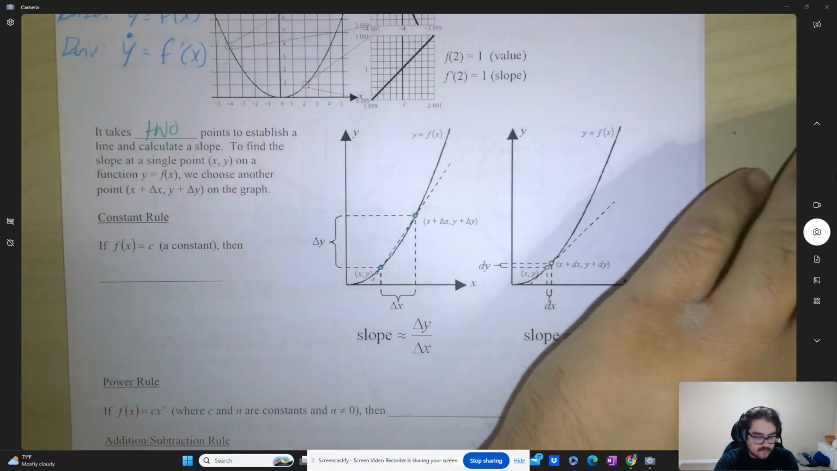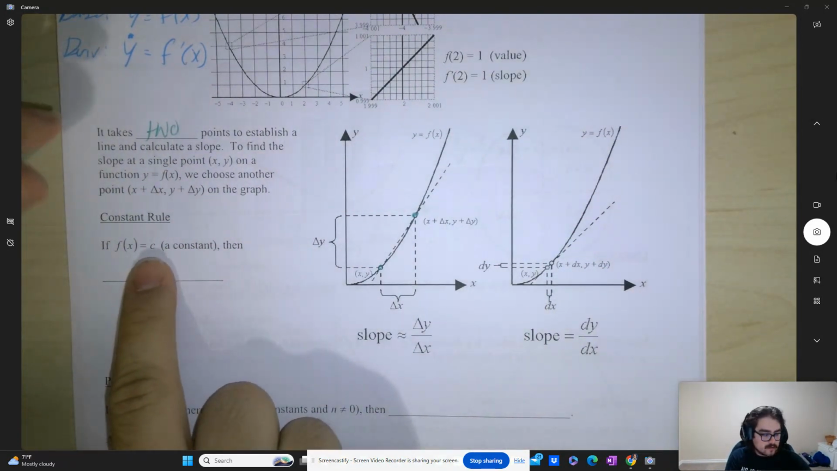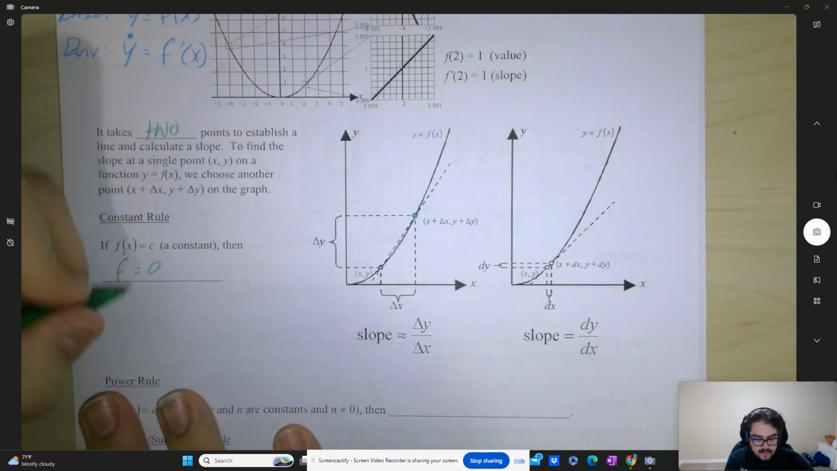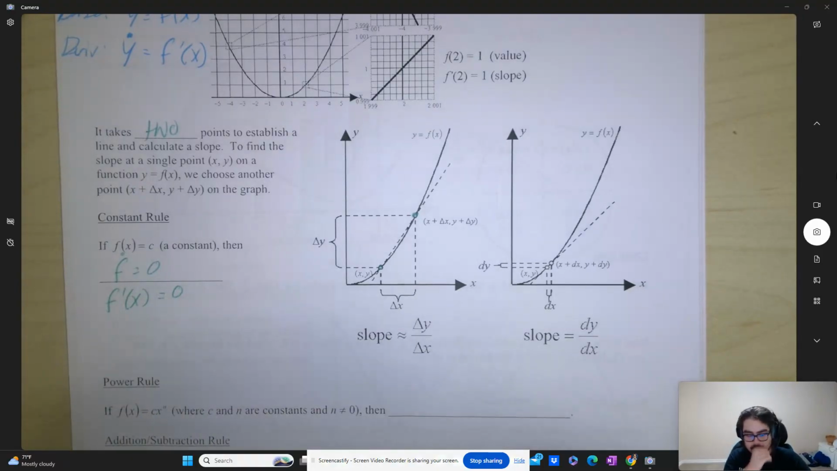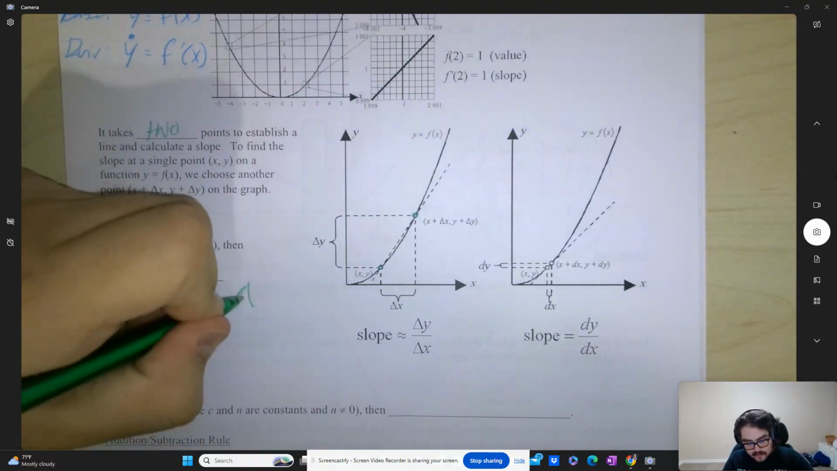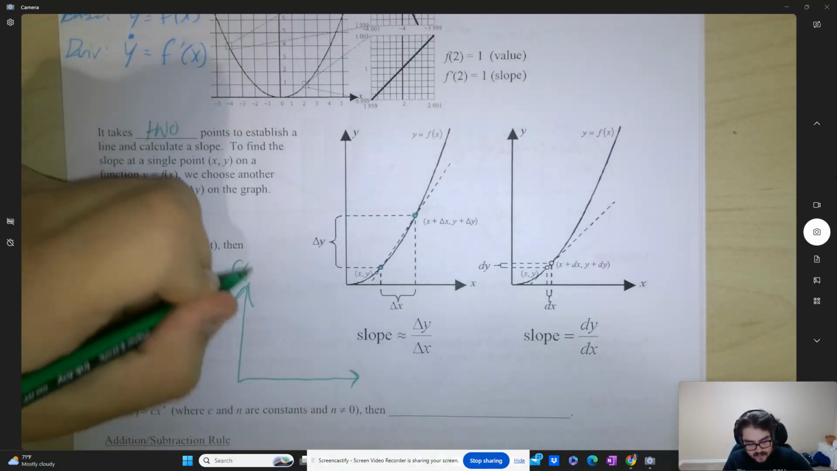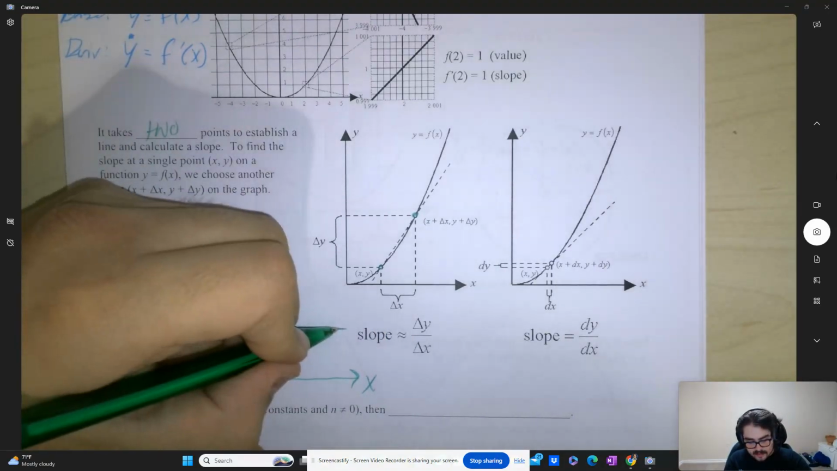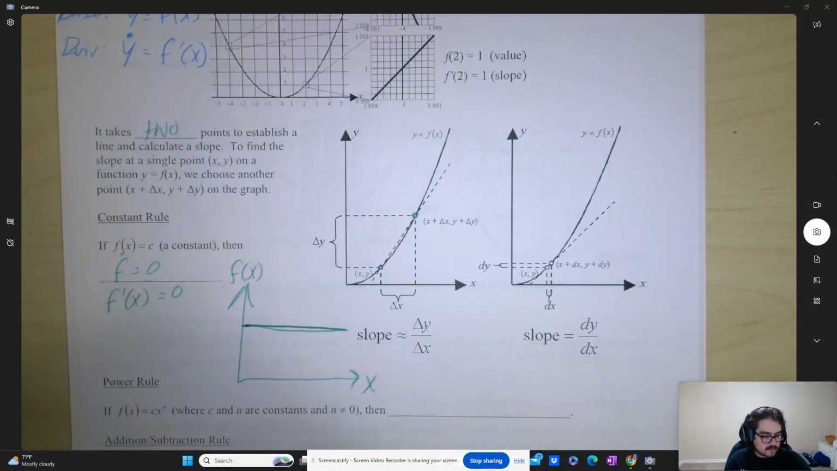Constant rule. The first and easiest rule for derivatives is this: if your function is always equal to some constant value, like let's say f of x is equal to 5 at all points, then the derivative of that is just equal to 0. So f prime of x would be equal to 0. Those are two ways to write the derivative. Think of it like this: if your function is equal to a constant value, then this is f of x, and this is your x value. The graph is just going to be a flat line at that value. There's no slope.